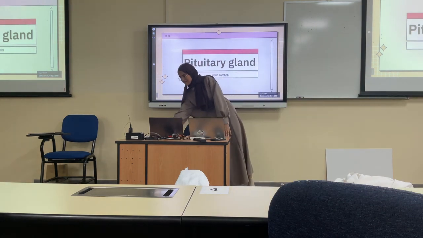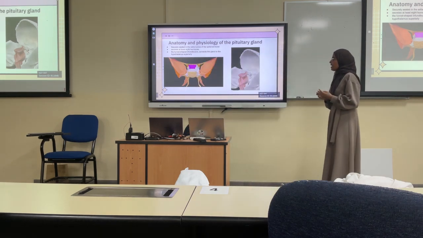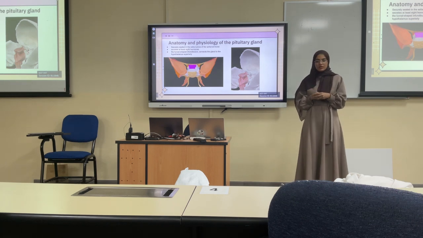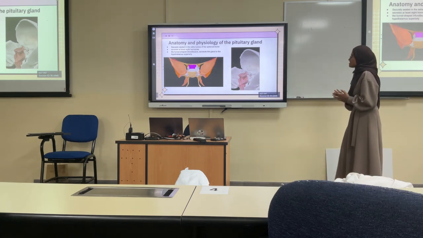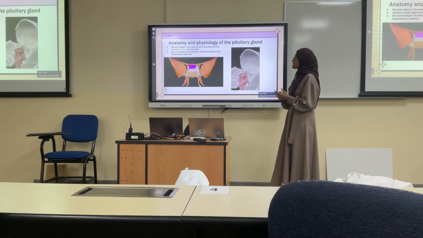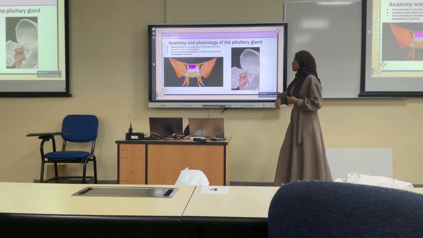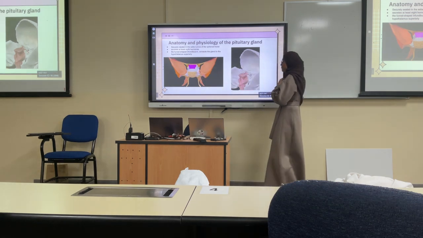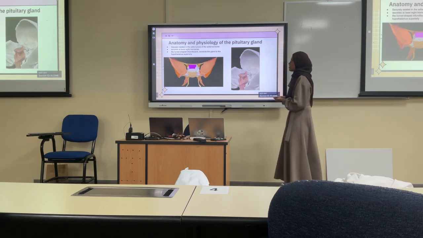Let's start. First of all, the pituitary gland: where is it situated? Beside the hypothalamus? Yes, but not exactly. The pituitary gland is securely seated in the sella turcica. The sella turcica is a part of the sphenoid bone. You see this purple part? This is the sella turcica of the sphenoid bone. So there, the pituitary gland is situated.